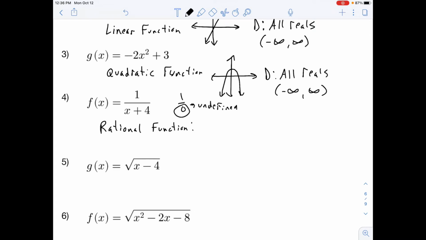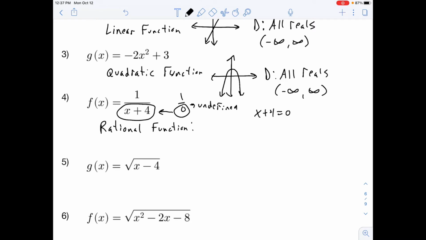So that means 0 is a problem for this. Not that 0 is excluded from the domain, it means that this whole denominator cannot equal 0. And that's the key right there with the rational function. When you have a rational function, you take your denominator, set it equal to 0, and whatever you get, you exclude it from the domain.